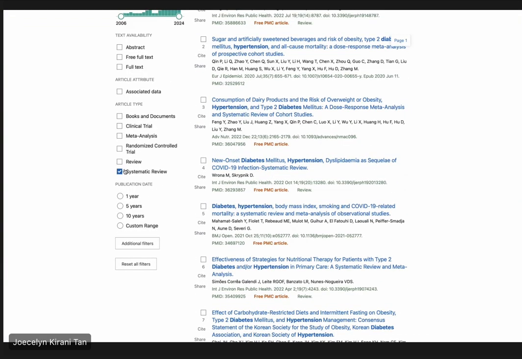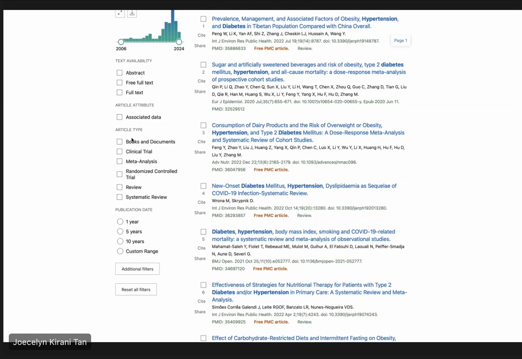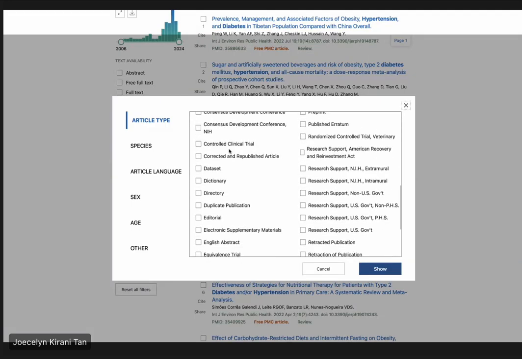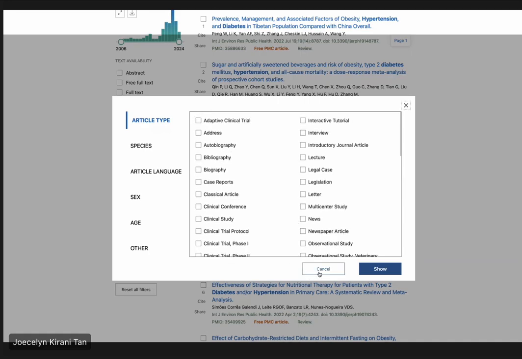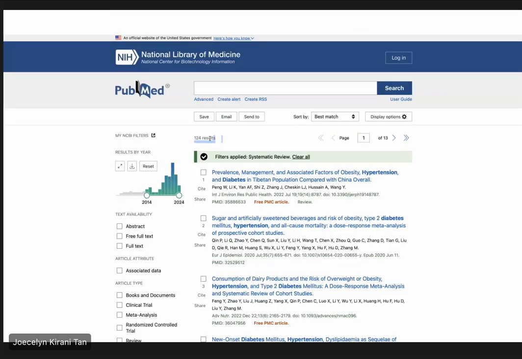And what's great, I think I've showed you guys this before, you can also choose what type of articles you want to look at, and there's even more types too that you can choose. As you can see here, a lot of different types. You can also choose the publication date, which is really useful for the time range. If you want to only look at the last 10 years, the last 5 years, you can just press it here. And as you can see, in the last 10 years, there are only 124 results. So it's very easy to use that way.